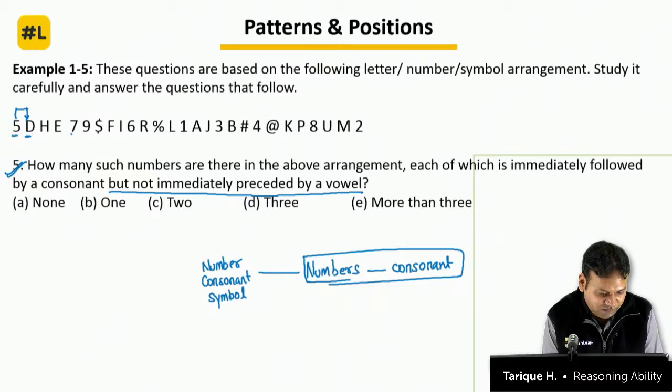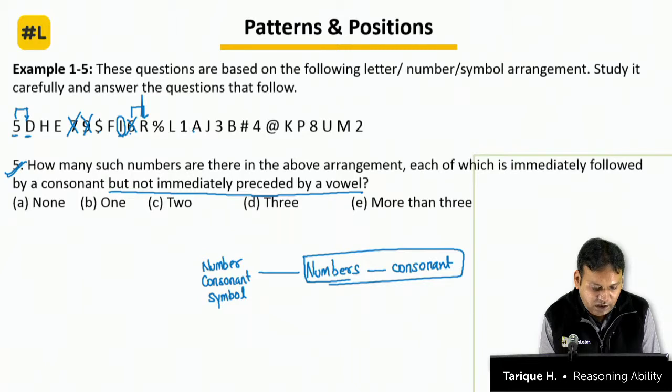let's go ahead now. 7, it's not followed by a consonant, so this number we can cancel out. Then 9, it's not followed by a consonant, so we are looking for number consonant pairs here first, okay. Then we go to 6 and R, it is followed by a consonant but it is also preceded by a vowel, so we have to cancel 6. Let's go forward here carefully and look at any number here. 1, it is followed by a vowel, so we are not looking for this number.